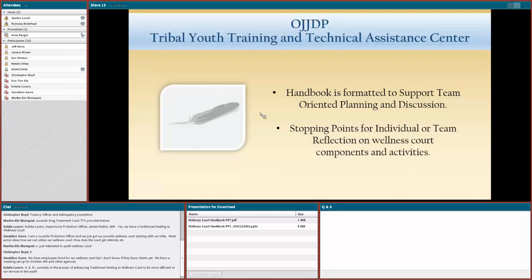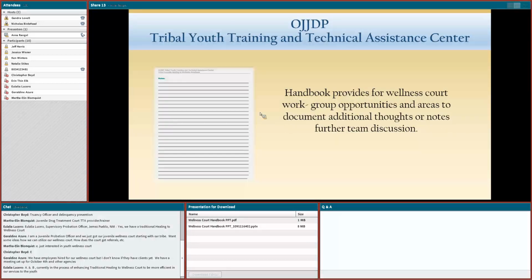One thing that the handbook provides for is for wellness court work groups to have the opportunity to document additional thoughts or notes on further team discussion. You'll see this in the next slide. And while it may not seem that significant, we think that it is, because we all know that we've gone to a million meetings and we have a million notepads or legal pads. We want this to be kind of your main resource. So, if you take the time to either write it as you're going or to just transfer what is very important, then you have this one document, this one guide that you can reference, and it will have all your information in it. So we thought it was important to provide those opportunities to do it.